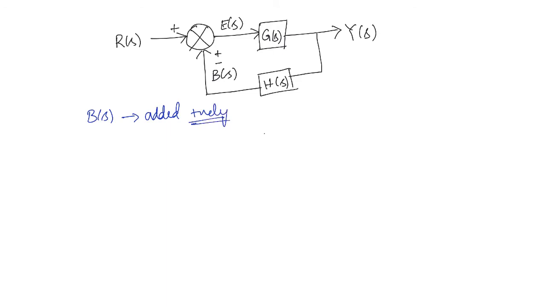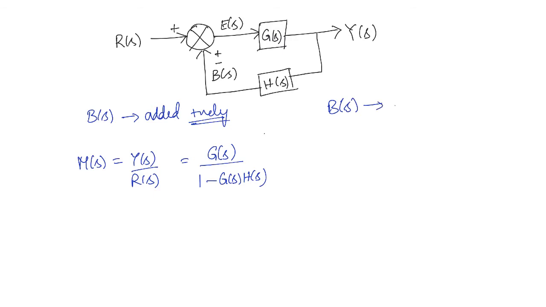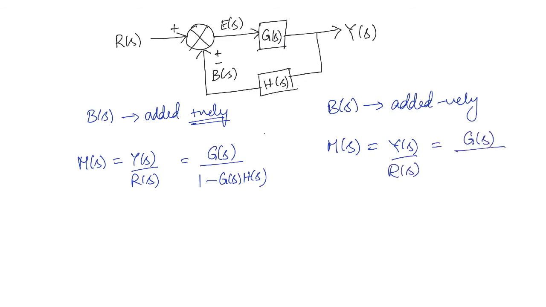So to summarize, if B of S is added positively, then the transfer function M of S will be equal to Y of S divided by R of S, which will be equal to G of S by 1 minus G of S H of S. Okay, and if B of S is added negatively, then M of S, that is the transfer function, will be equal to Y of S by R of S, which will be equal to G of S by 1 plus G of S H of S.